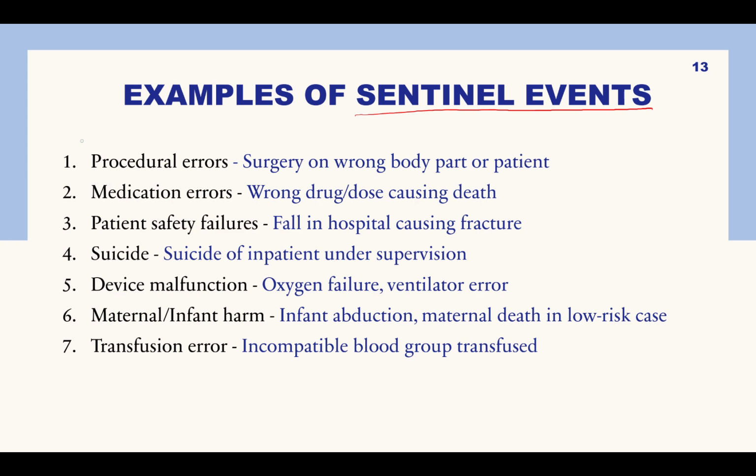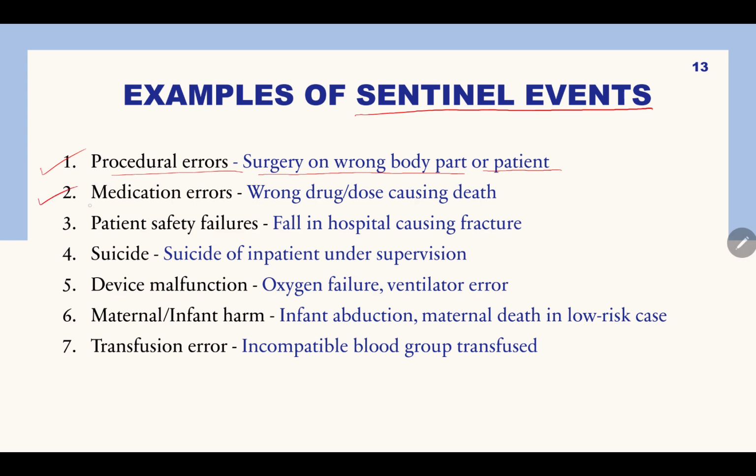So let's go with some examples. First one is procedural errors. So surgery on the wrong body part or the patient. For example, if there was a leg amputation surgery of the left leg, but by mistake a doctor operates on the right leg, that would become a procedural error and a sentinel event.